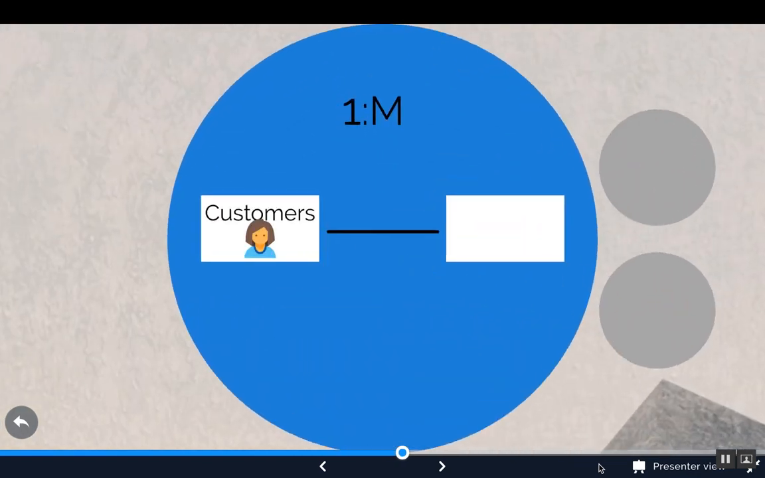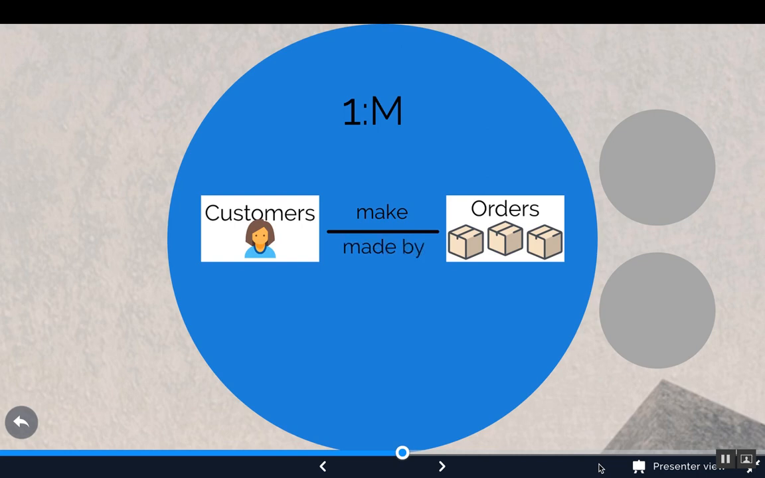So we have an entity of customer and an entity of orders. A customer makes orders, and an order is made by a customer. For example, my one customer account with Amazon has many orders that I've made in the past with it. So in the crow's feet notation, we can see that we have a one-to-many relationship here. A customer can make one-to-many orders, and an order is made by one and only one customer.